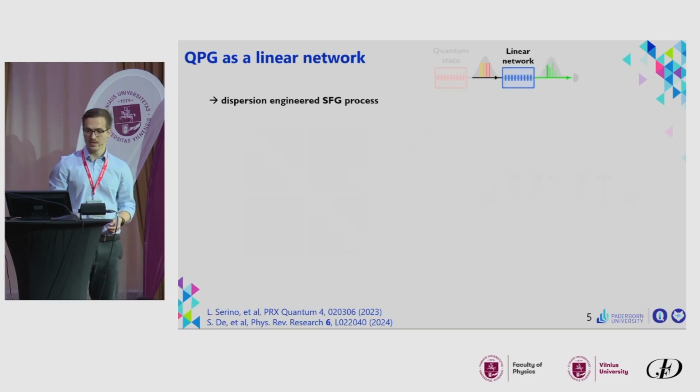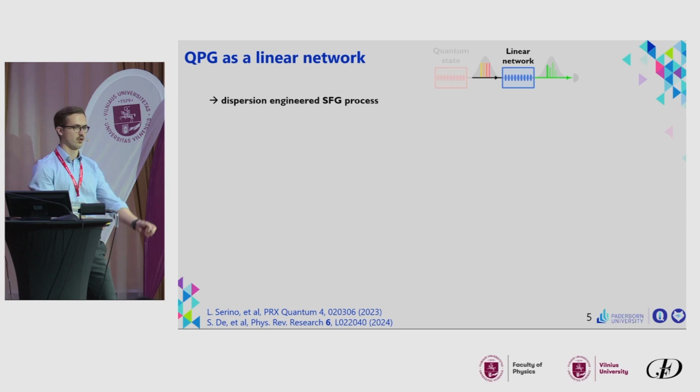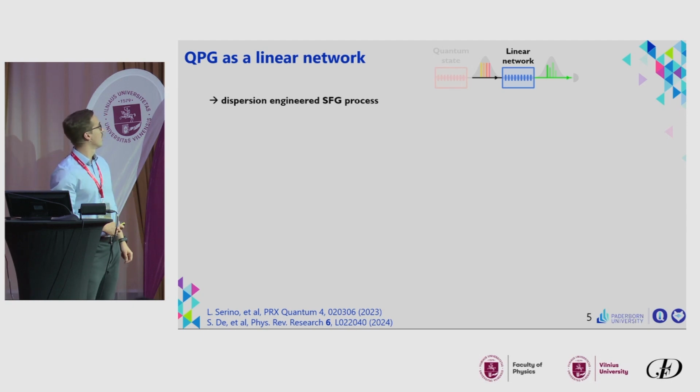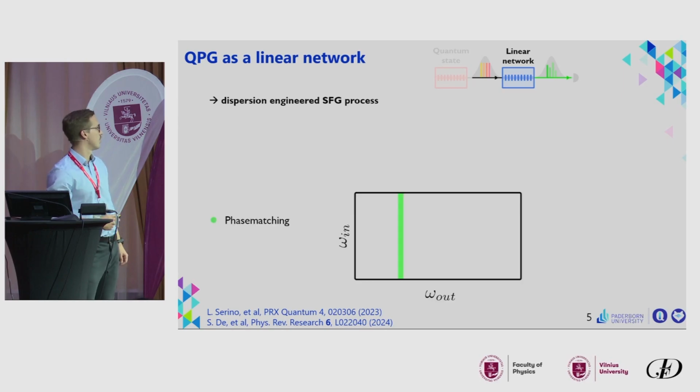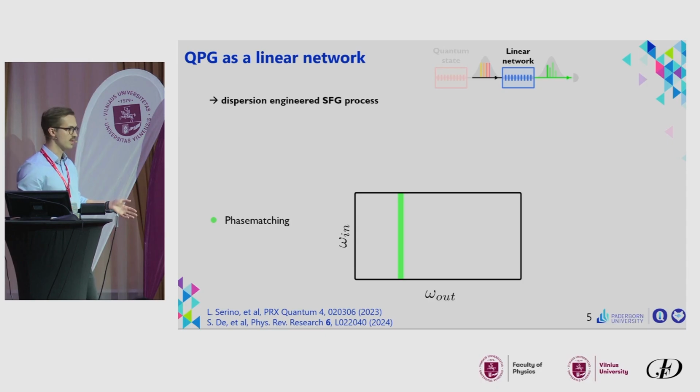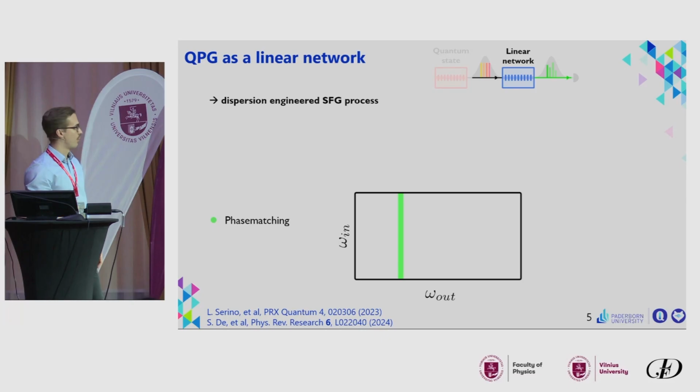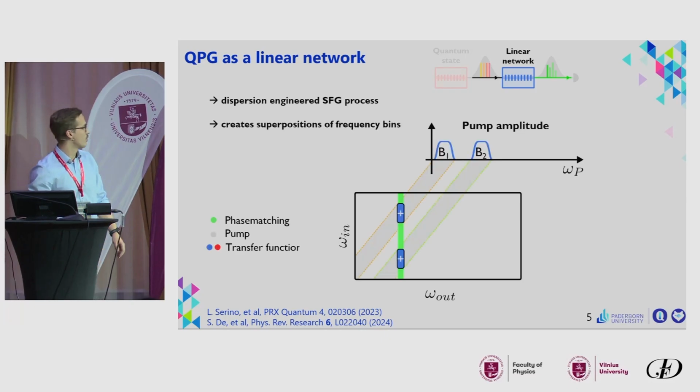But let's come to the interesting part, namely how we build the interferometer in the frequency domain. As I said, we want to do this with a dispersion engineered sum frequency generation process. Dispersion engineering here means that if you look in this input-output relation, which describes how input frequencies are mapped to output frequencies, we have this vertical orientation of the phase matching on the output axis. And now conversion happens where the pump function corresponding to energy conservation is intersecting with this phase matching function.